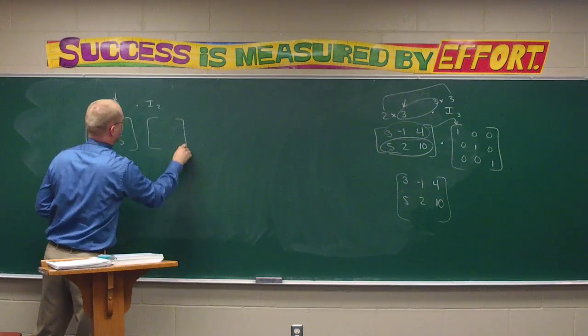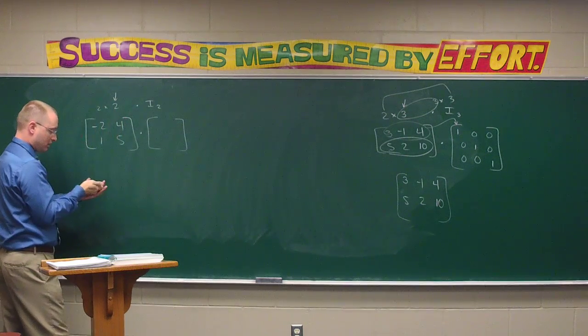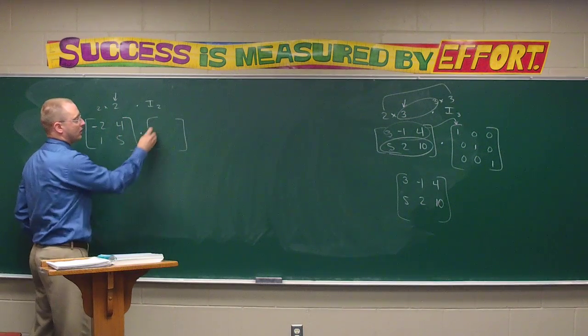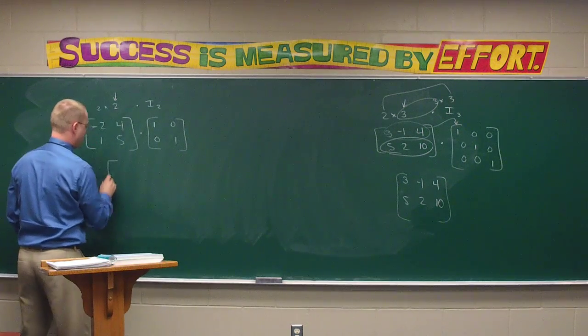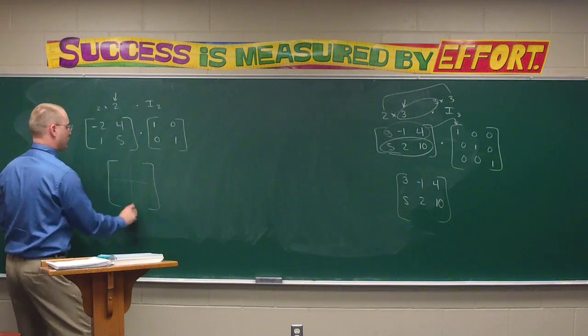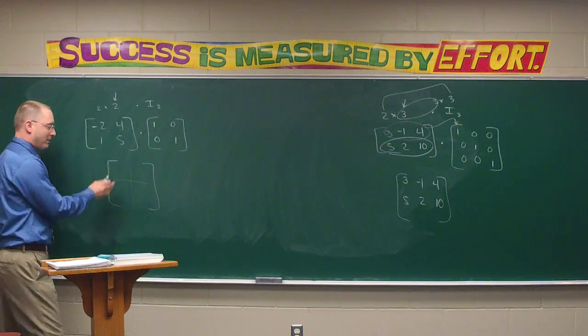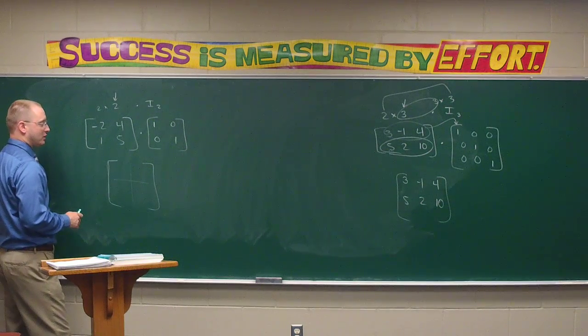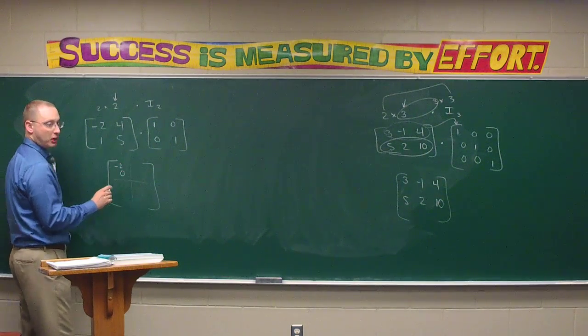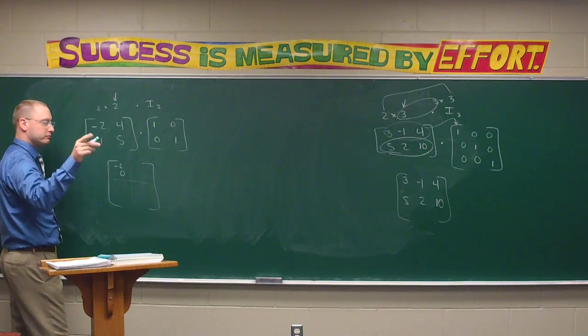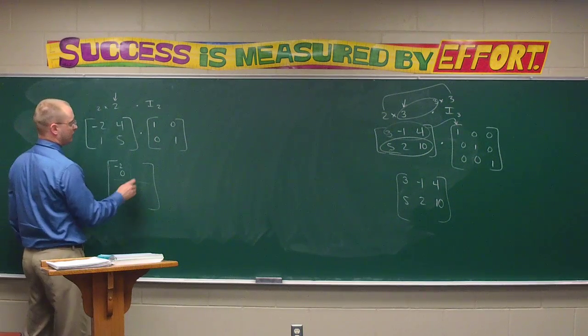What is the I2 matrix, Genesis? 1, 0. There we go. And so we multiply by that. And again, we could do a little crisscross thing here if we wanted to. What are my first two partial products, Kendall? -2, 0. My next partial products, Michael?